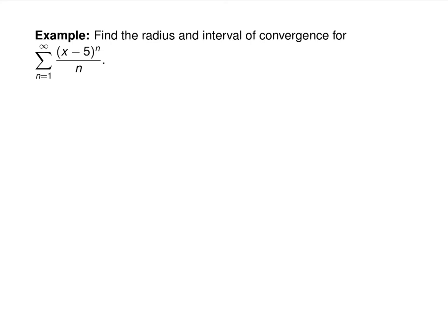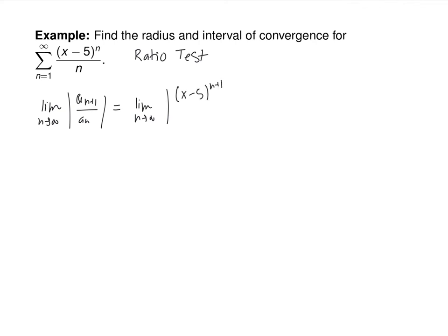All right, here is an example where the series that we're looking at is not geometric. And so what we're going to use to attack these is the ratio test. So find the limit as n goes to infinity of a sub n plus 1 over a sub n. All right, inputting n plus 1, we have x minus 5 to the n plus first, all over n plus 1, multiplied by n over x minus 5 to the n.